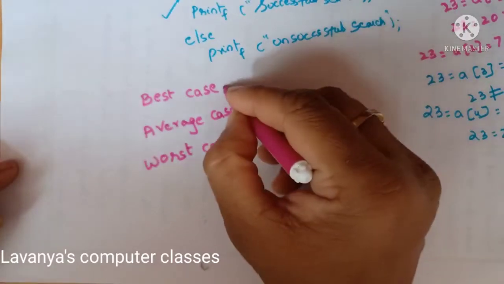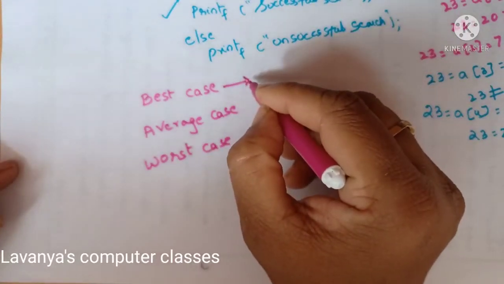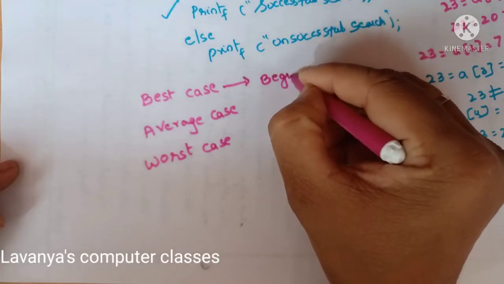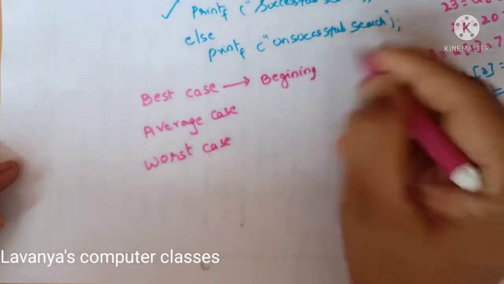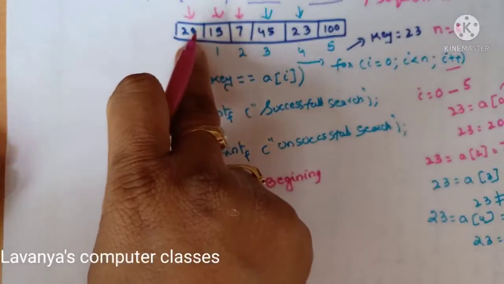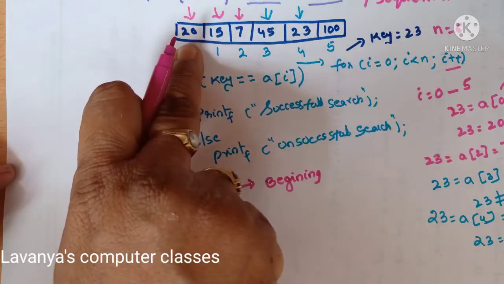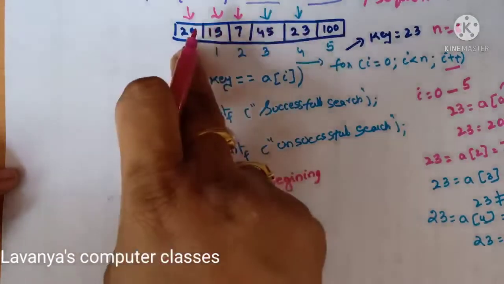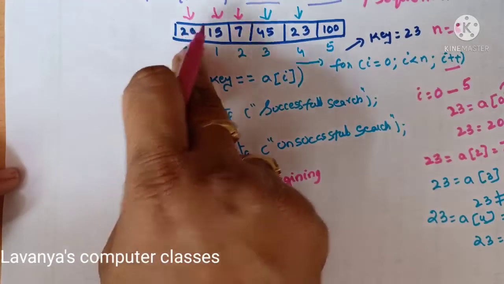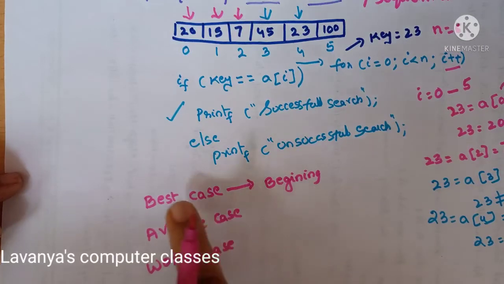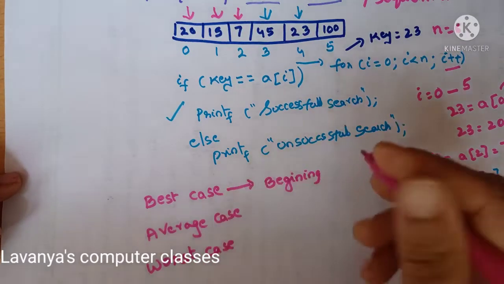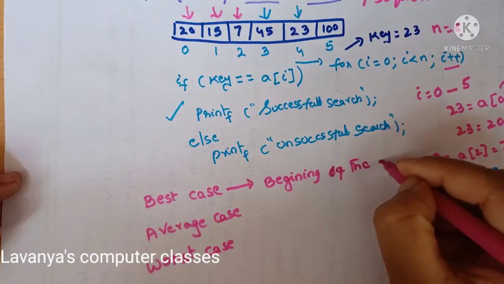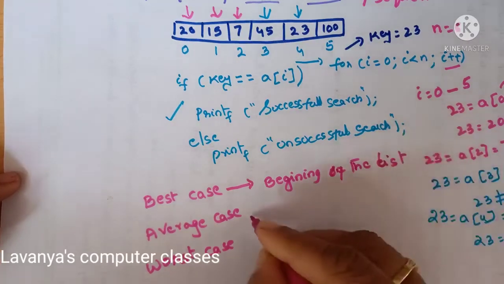What is the best case? Best case means the search key is present at the beginning of the list only. If the search element is available at the beginning of the list, that means the first element is your key element, then within the first iteration, the first time only, we get the successful search. That is called the best case.